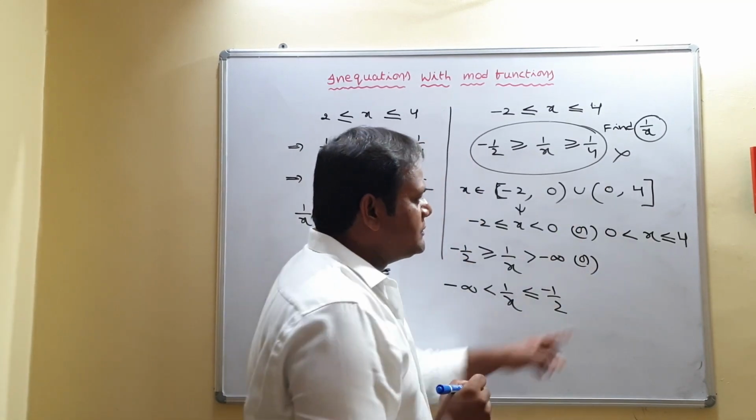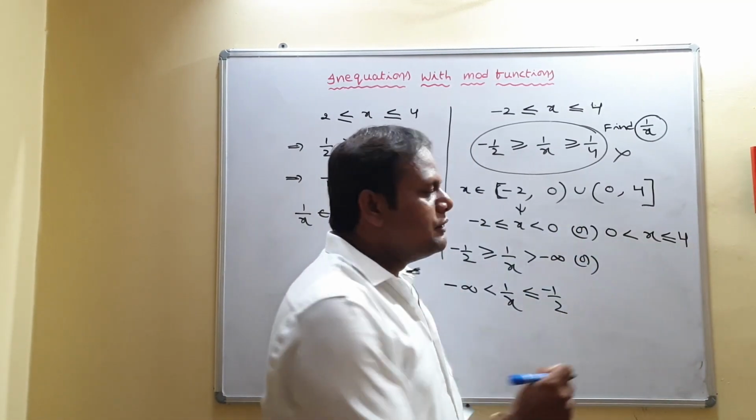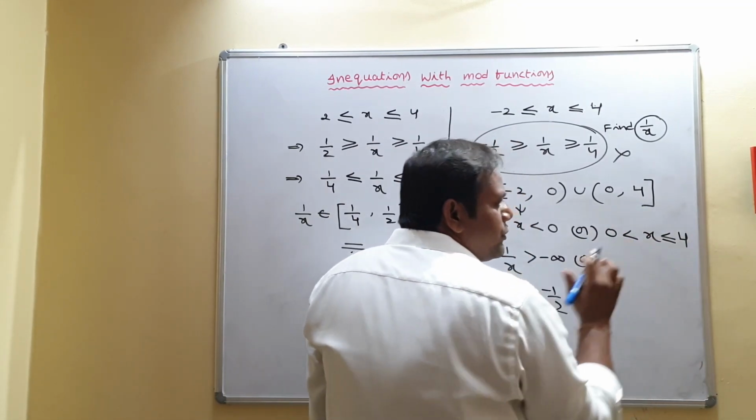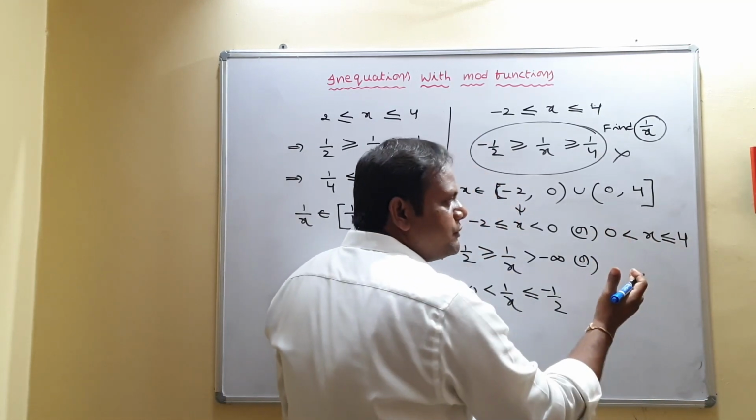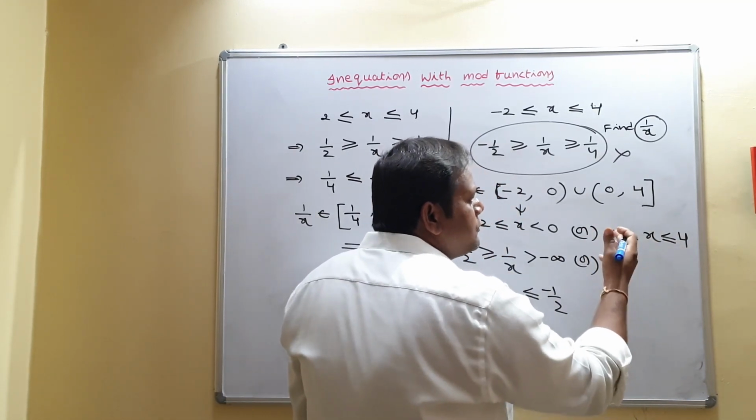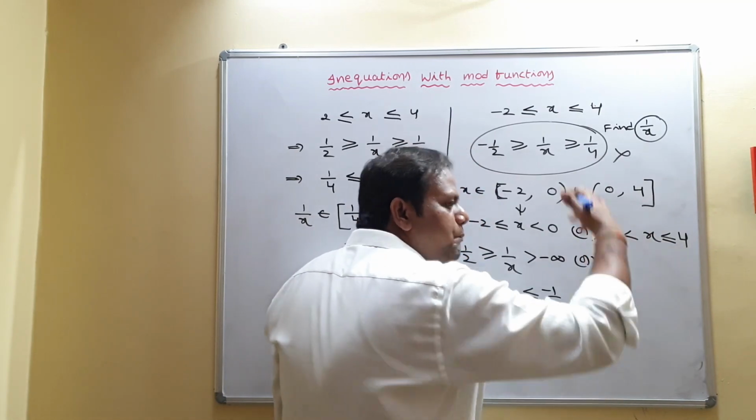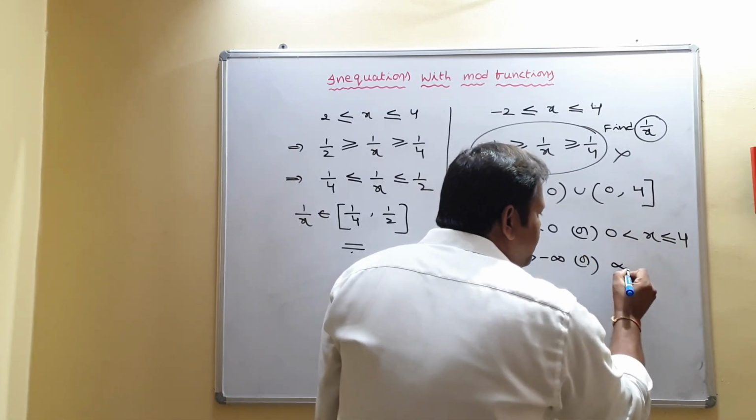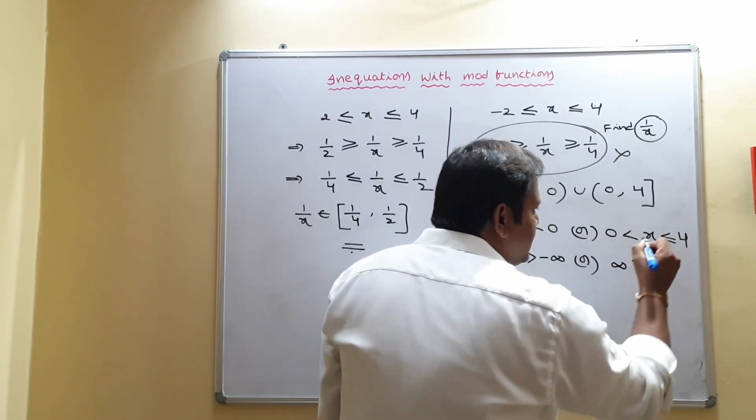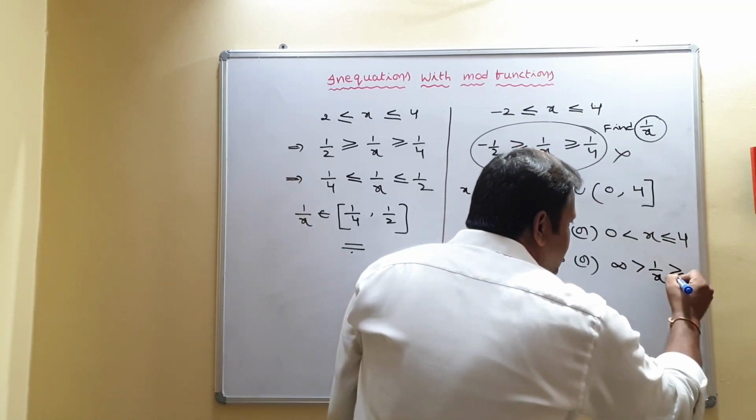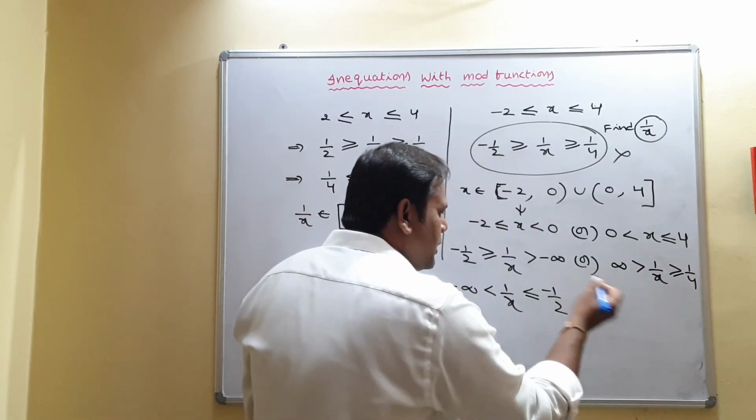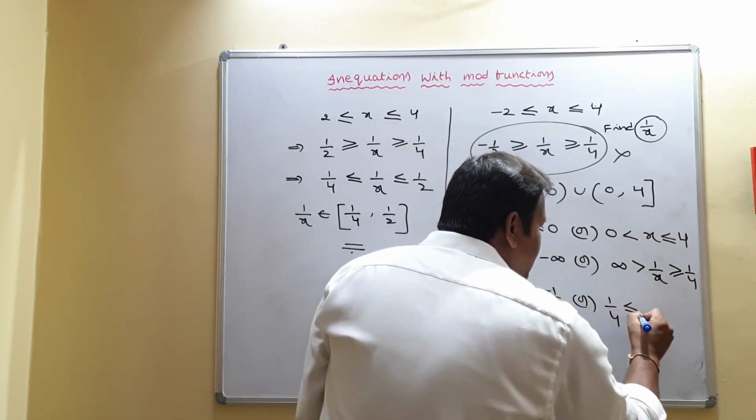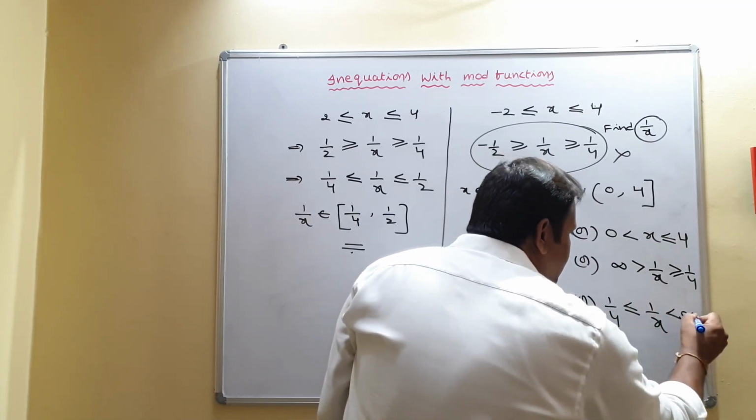And we have one more case. Here also you should take reciprocals. Here 0 to 4 means all positive values. If you take the reciprocal of values near 0, that approaches plus infinity, because here all are positive. So you take plus infinity greater than 1/x greater than or equal to 1/4. Now you write this in reverse order. What you get is 1/4 ≤ 1/x < infinity.